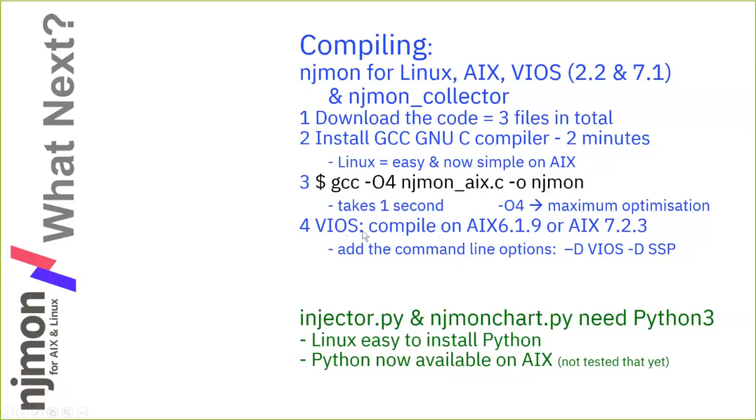If you're running VIO Server, you compile it on AIX 6 or AIX 7, and you add these extra minor tools to the command line, and it brings in the extra stats. If you have that extra code in and then run it on AIX, it doesn't like it because it can't find half the stats it thinks you want. So there's a version with or without the VIO Server support.